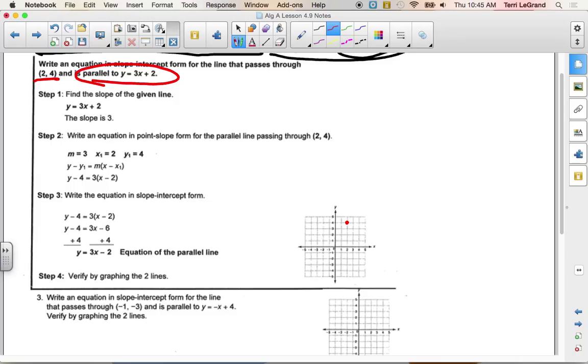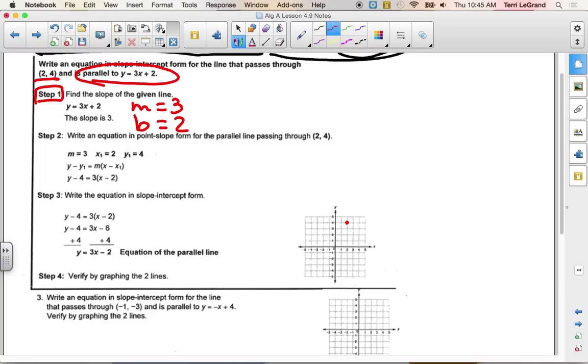Okay? So, step one, here's how we can go about it. Find the slope of the given line. What's the slope of the given line? 3. m equals 3 for this one, doesn't it? And just out of curiosity, what's its starting point? Because we're going to graph it anyway. 2. Okay.